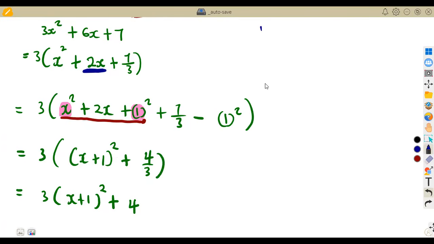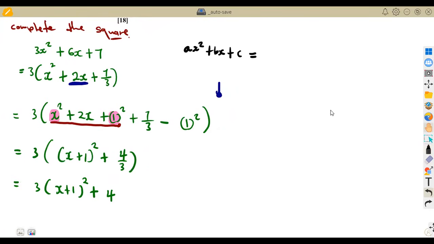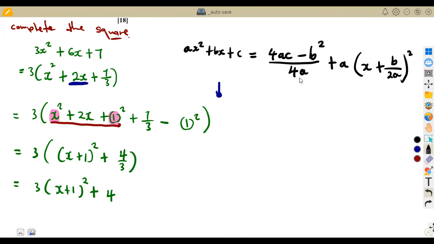But I also said with this completing of the square, we can use the formula, which states that if I am given a quadratic expression in the form of ax squared plus bx plus c, by the completing of the square method, this is equal to (4ac minus b squared) over 4a, plus a into the bracket of x plus b over 2a, squared. That's what I said in the introduction.